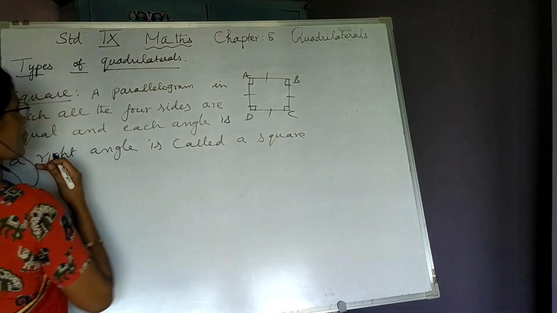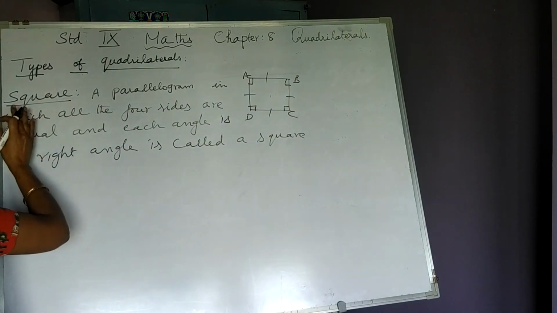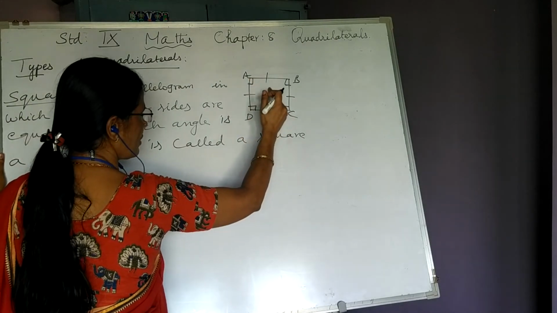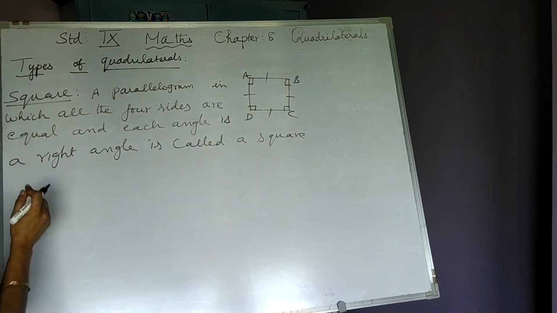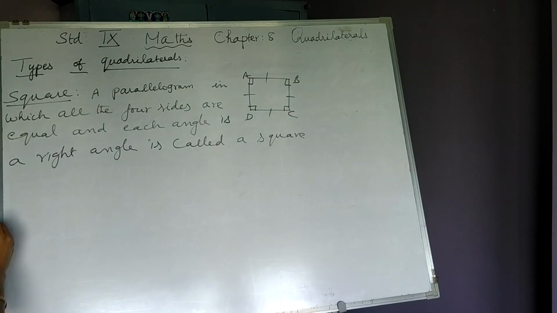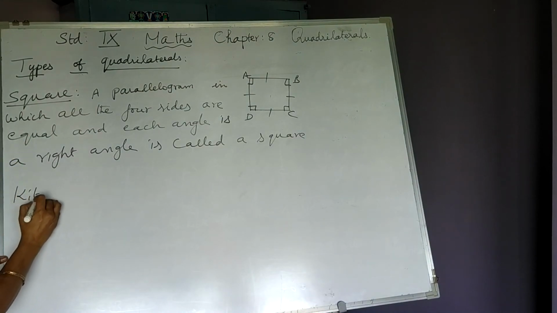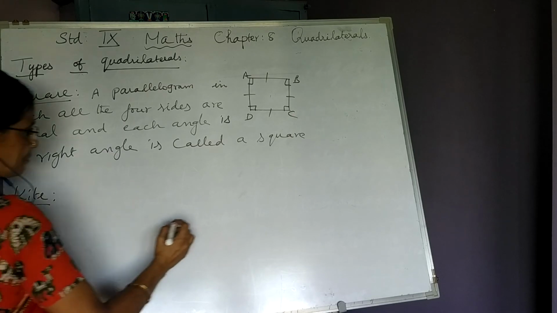So we combine the property of rectangle and rhombus for square. It should be a parallelogram. You should find all the four sides equal and each angle 90 degree. Then that parallelogram is called what? Called a square.